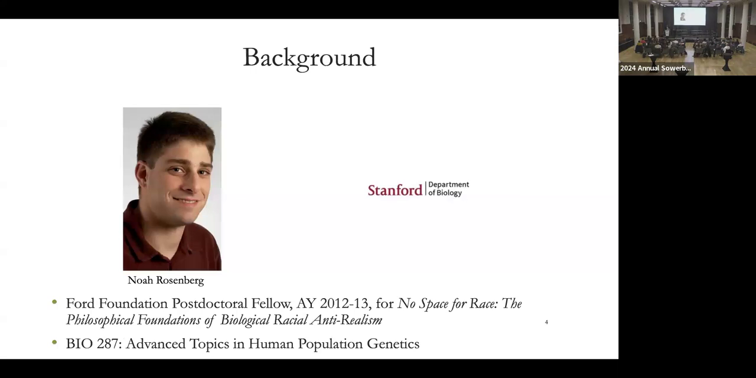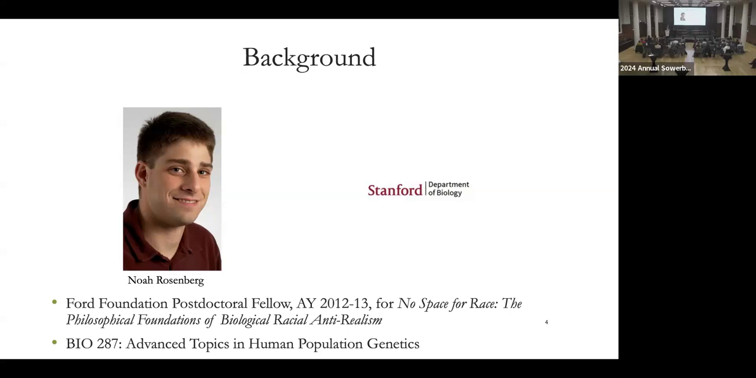So it starts shortly after I graduated from Stanford, where I got my PhD, as well as a master's in biology. I came back on a fellowship to actually write a different book that was called No Space for Race, The Philosophical Foundations of Biological Racial Anti-Realism. Lots of philosophers, especially social constructionists, were very much looking forward to me publishing this book. Unfortunately, it never came out.